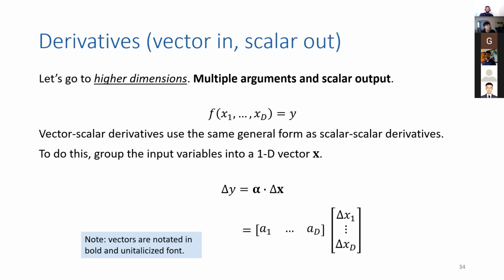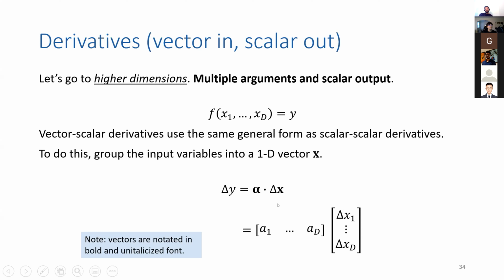And so another really nice thing about this formula is that it generalizes to higher dimensions very well. If we had a function with multiple arguments and a scalar output, and when I say multiple arguments, I mean multiple variables that we've put into a single vector as the input to the function, you would end up using pretty much the same formula form. So over here, you could see we have the same thing, change in y is equal to alpha, bolded, times delta x, which are both bolded. Just to note, in lectures as well, we're going to be notating vectors in lowercase, bold, and unitalicized font. So just something to know.